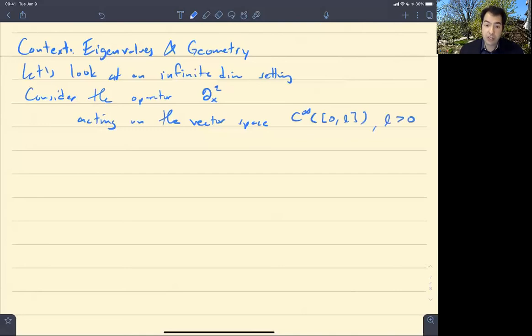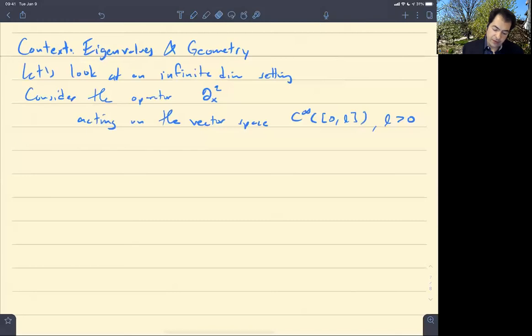Okay, so there's not much geometry here, right? We're just looking at an interval. So all of the geometry is the length, right? The only invariant is the length. And I want to know, how does this operator, or more precisely, how do its eigenvalues notice the length of the interval? Okay, so first, this vector space is too big.